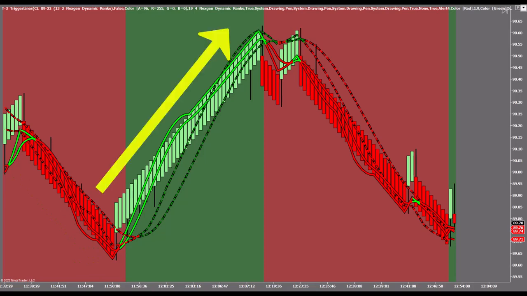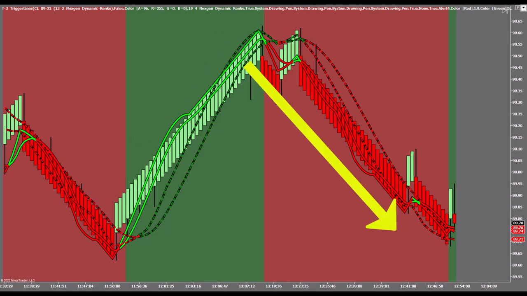And then you'll see that the small triggers get above the large triggers, and it makes the background color green, and the market goes up. And then the small triggers get below the large triggers, and the background color turns red, and then the market goes down. This is going to be very useful for you when trading with the trend. You're going to be taking short trades when the market background color is red. You're going to be taking long trades when the background color is green.